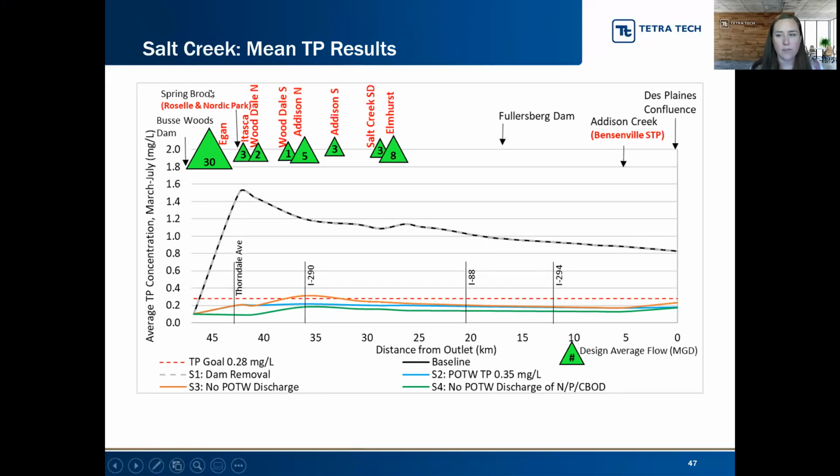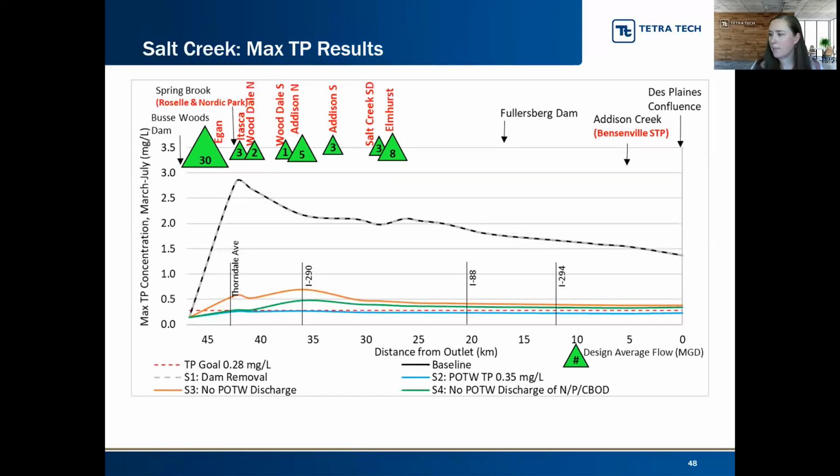I didn't mention this before, but you probably picked up where plants are located on tributaries. I've included their name in red below that tributary just for context. Maximum total phosphorus along Salt Creek also stays just below the target basically everywhere.